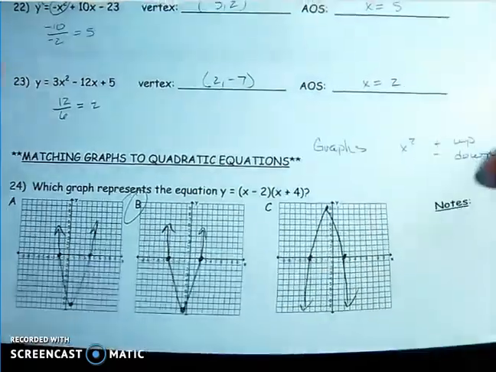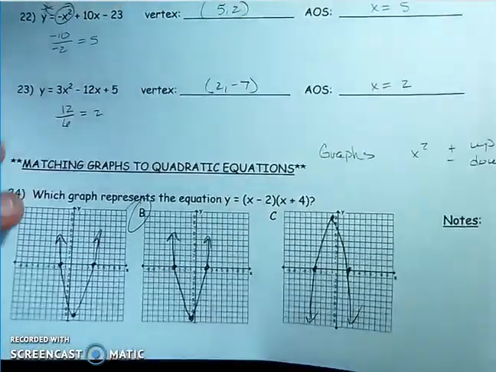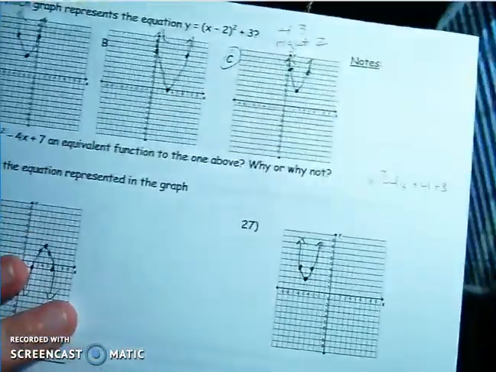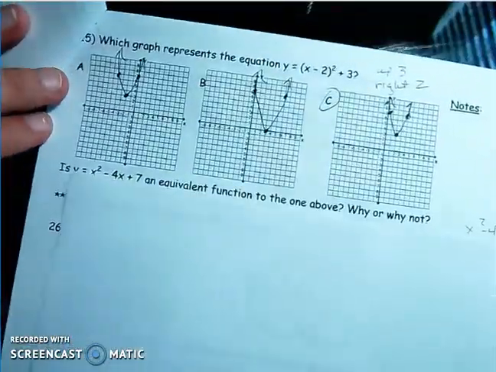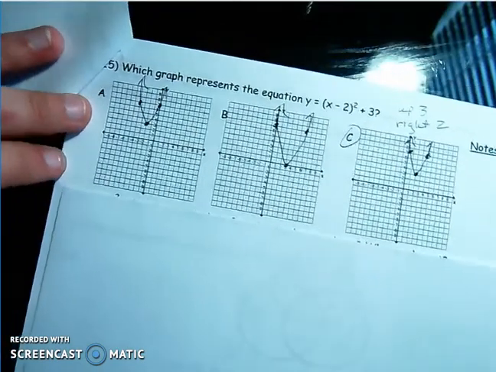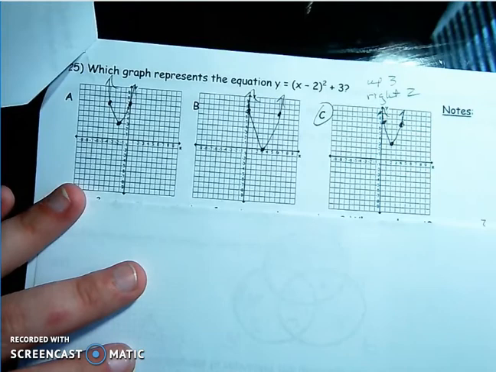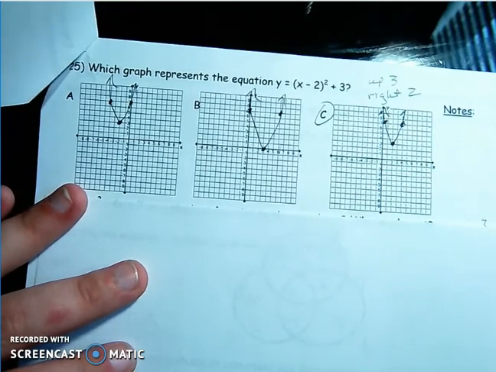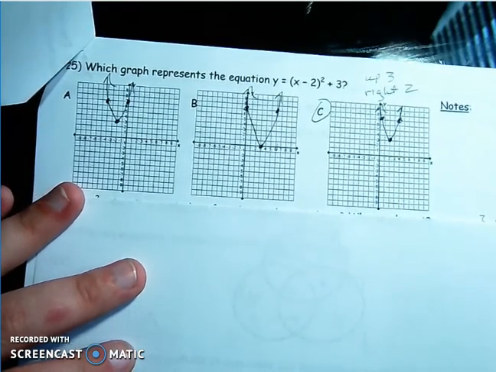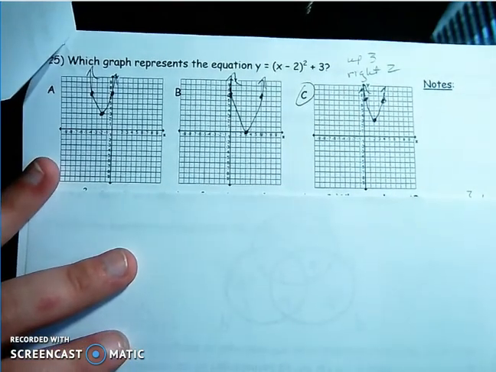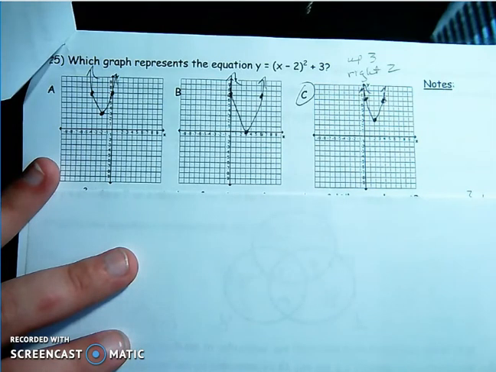If you have any questions about number 24, please ask Ms. Lewis now. Otherwise, I would like you to try number 25 before checking your answer. In 25, we're given the equation in vertex form. So it's a little bit different than factored form. In vertex form, you're actually given your vertex. Remember, h is always the opposite of what's in the parentheses. So in this case, that would be 2, 3.